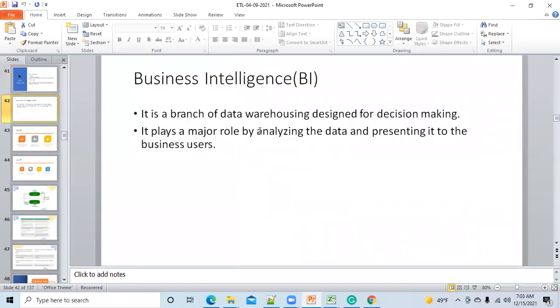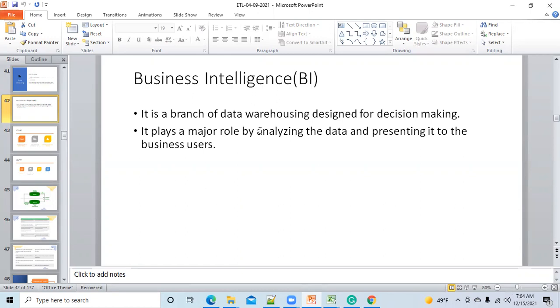Fine, moving to the next one, business intelligence. It's a branch of data warehousing designed for decision making. So what we are doing so far is extracting data, loading data in a stage, applying transformation logic, moving into the integration layer, and then to the access layer. The purpose of all these things is to generate a report, and based on that report, the business stakeholders can understand how the business is performing.